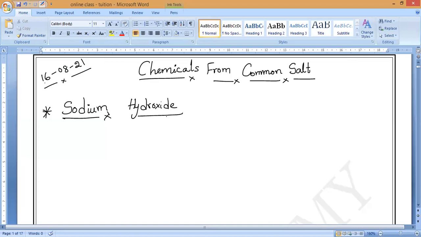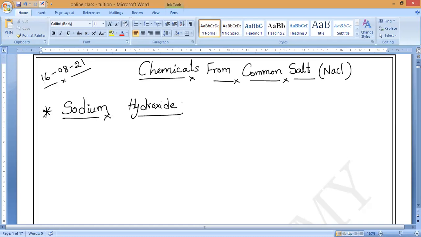As you know, common salt is the most important raw material to manufacture many important chemical compounds. That is why we will mainly study the manufacturing, properties, and uses of three chemical compounds manufactured from common salt as a raw material. The first one is sodium hydroxide, the next is sodium carbonate, and the next is sodium hydrogen carbonate. These three. Now let us discuss one by one in detail.